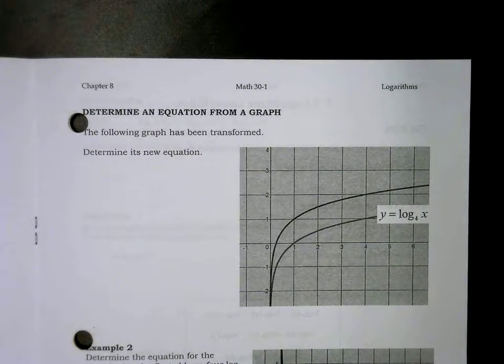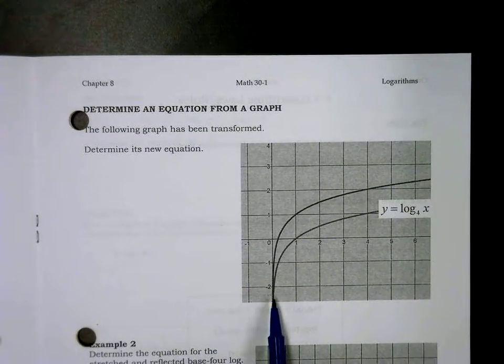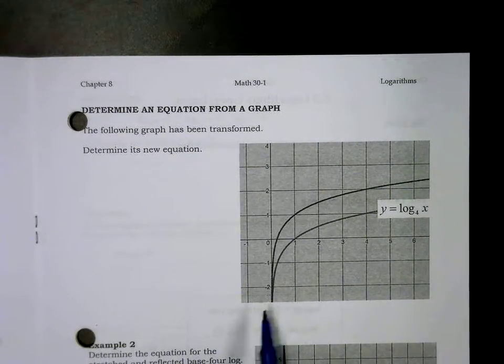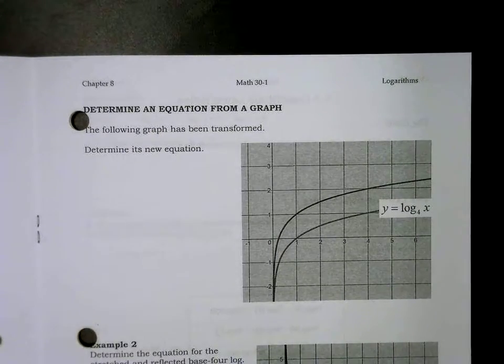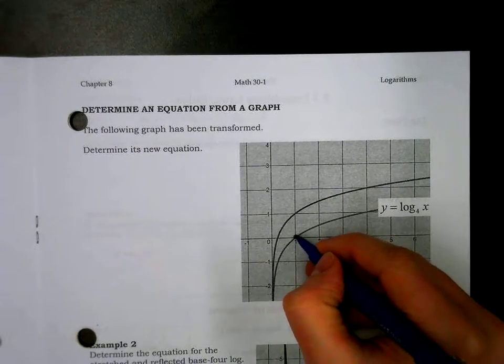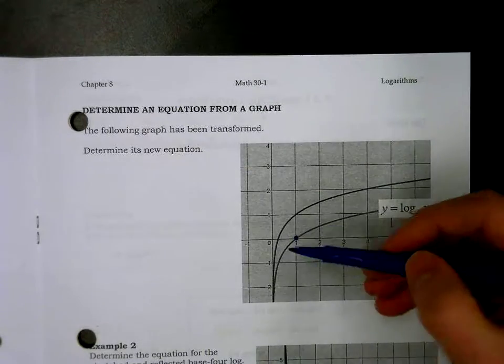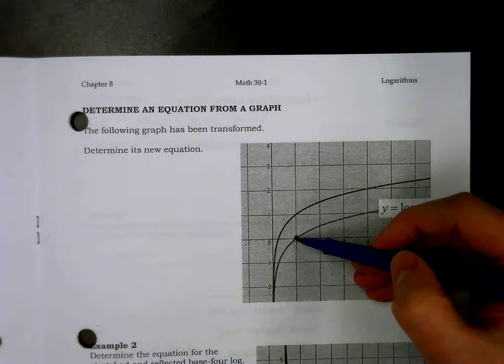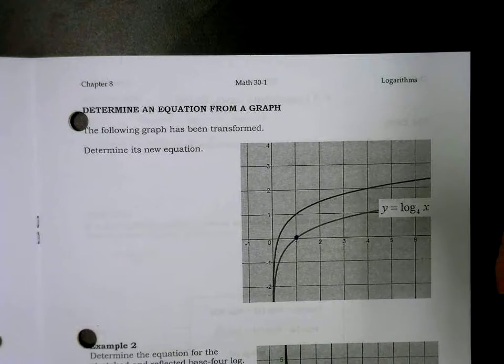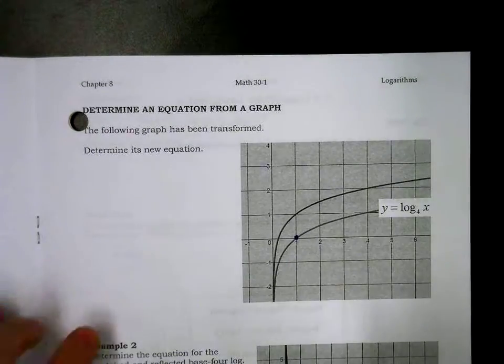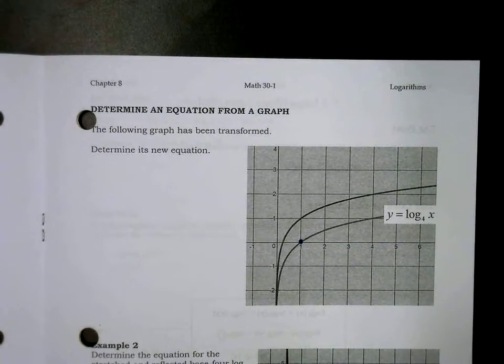Could there have been a translation to the left or right? Well, the asymptote hasn't changed, so no. Could there have been a vertical stretch? Well, this y value of 0 on the original function, if it was stretched vertically, what is 0 times any number? It should still be a 0. So I might think that a vertical stretch has not happened.